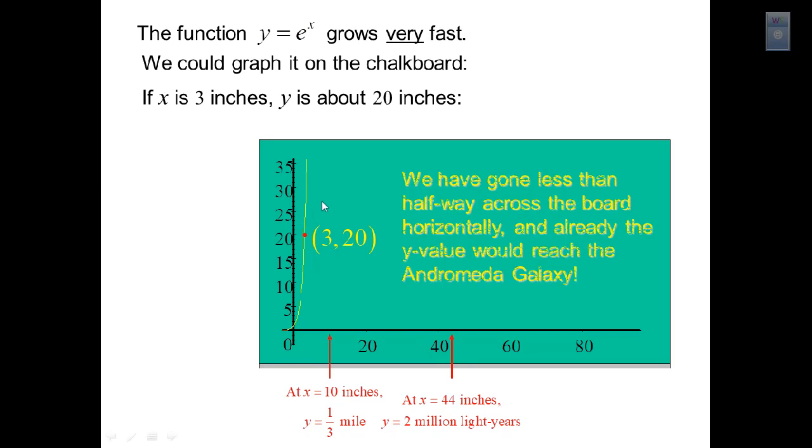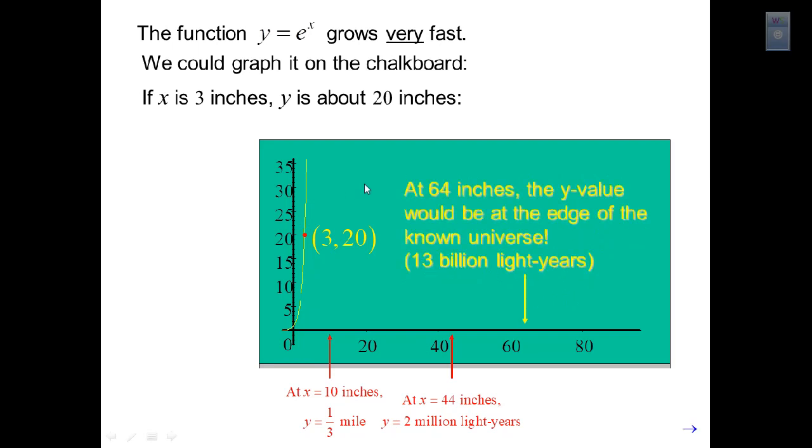Now, not only that, but at 64 inches, the y value would be at the edge of the known universe, about 13 billion light years. That's just if we're talking about inches. 64 inches, that's what the y value would be. It would be the 13 billion light years in inches. That's a big number.